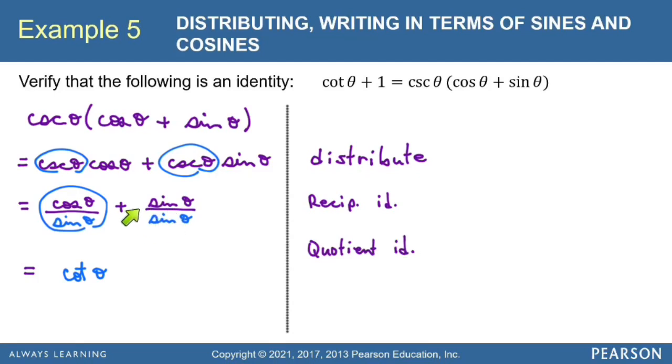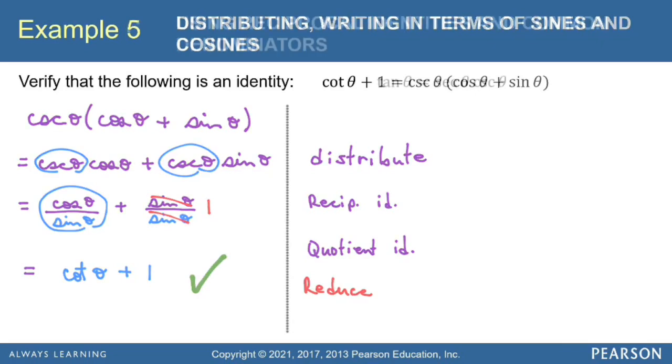And now for this second term, sine of theta divided by itself is 1. So we'll have plus 1 in our result, and I'm going to write over here that I reduced. And now look, the cotangent of theta plus 1 that we got here is identical to the other side of our equation, and so this identity is proved.